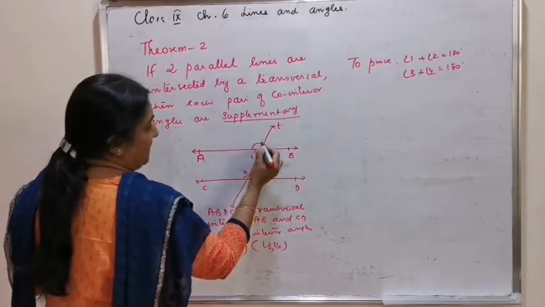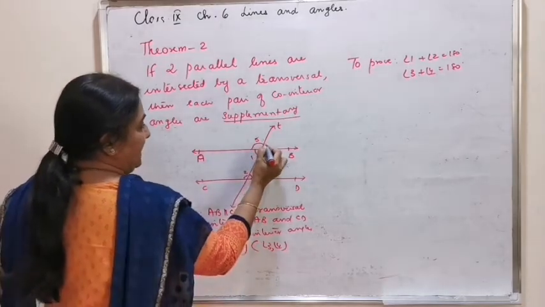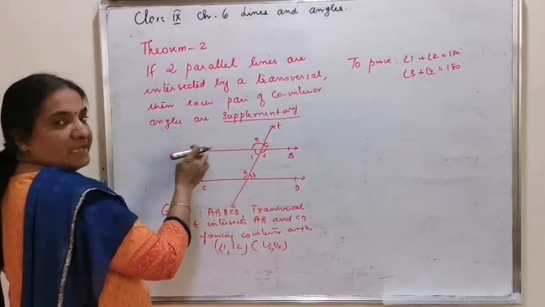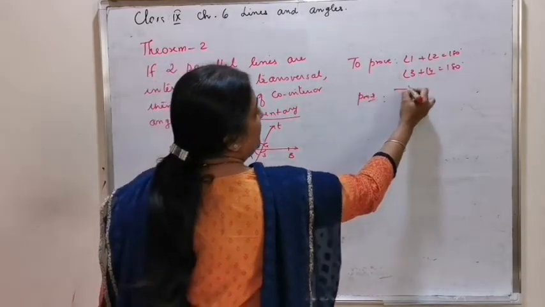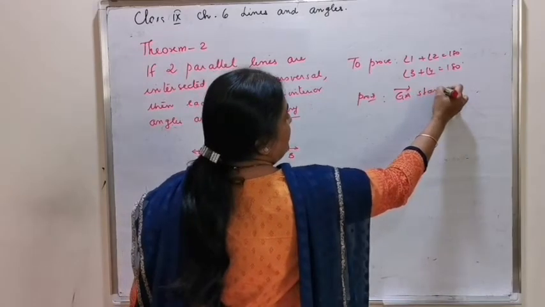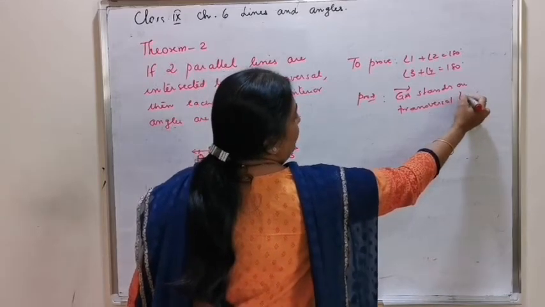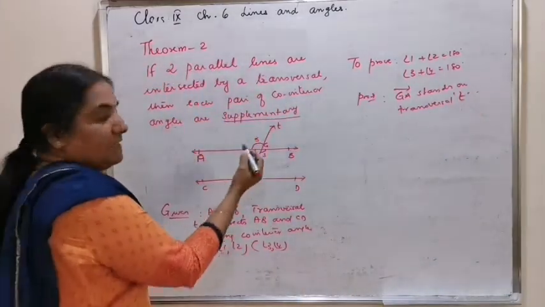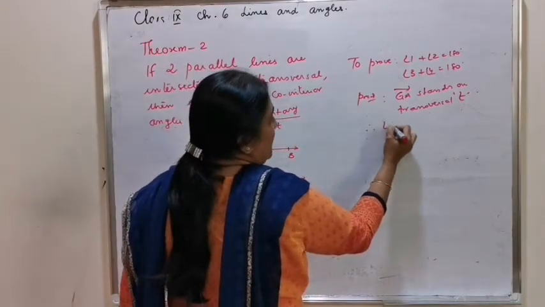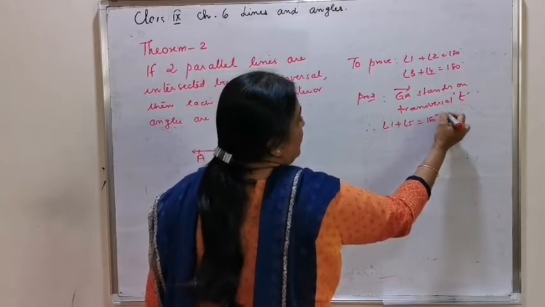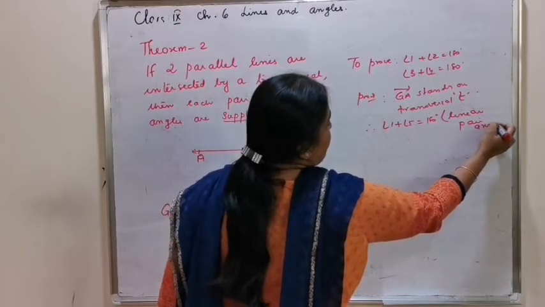Let's take angle 5. Now, here give a letter as G. Ray GA stands on transversal T. The proof: as ray GA stands on transversal T, therefore, linear pair axiom says that angle 1 plus angle 5 is equal to 180 degrees by linear pair axiom.